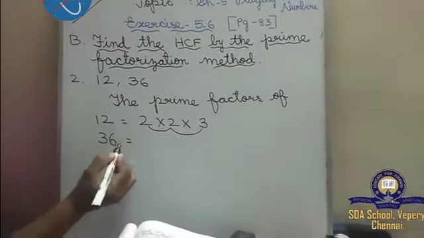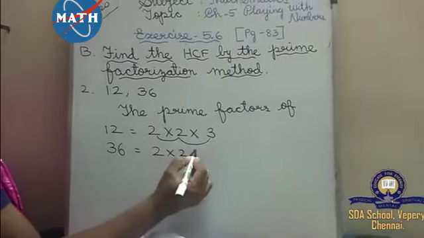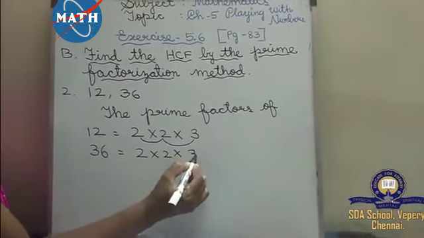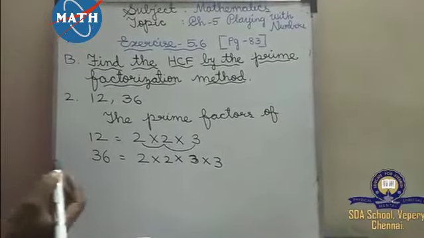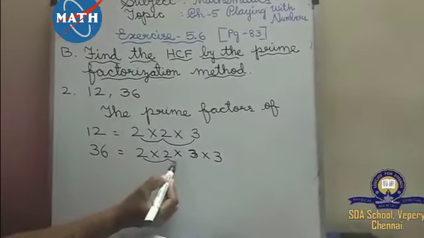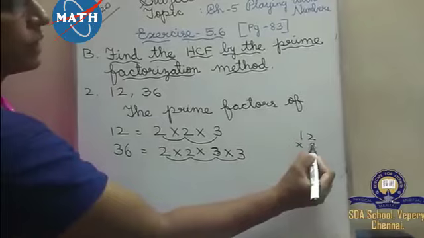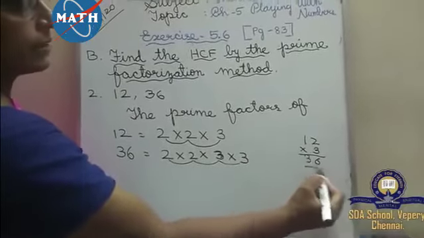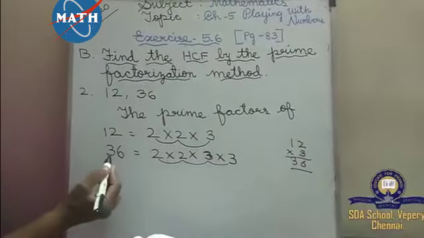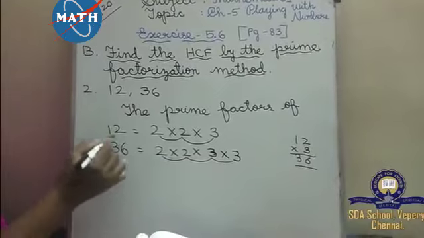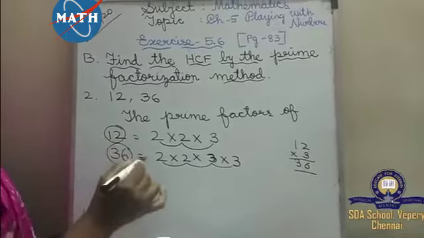So 36, what are the prime numbers we have to use? 2 into 2, 4, and then 4 3s are 12, and 12 3s are 36. 2 2s are 4, 4 3s are 12, 12 3s are 36. See, 12 into 3, what will come, children? 36. Okay, children, after writing like this, you have to multiply and check whether the answer is coming 36 or 12. You have to check it, so that it will be easy for you.